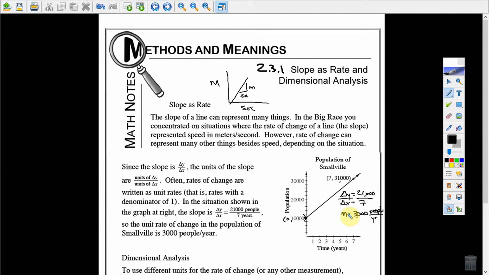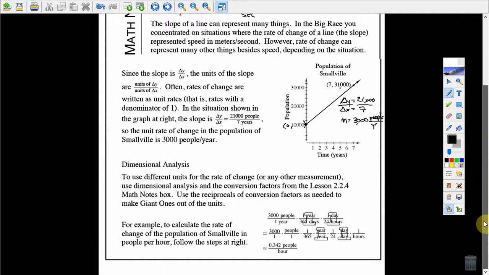All right. For dimensional analysis, we touched on that a little bit in the last math note videos when I had you convert between gallons per minute and liters per second, and then when we did conversion of speeds as well from miles per hour into feet per second. All that is part of dimensional analysis. When you're doing dimensional analysis, you're going to use different units for rates of change or any other measures, along with the conversion factors from the last math notes. This says use the reciprocal of conversion factors as needed to make giant ones out of the units.